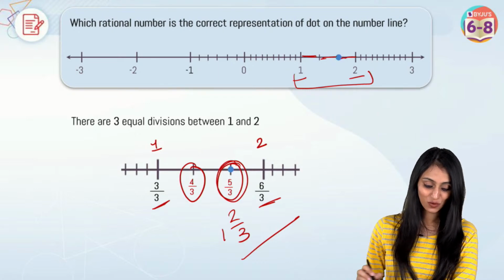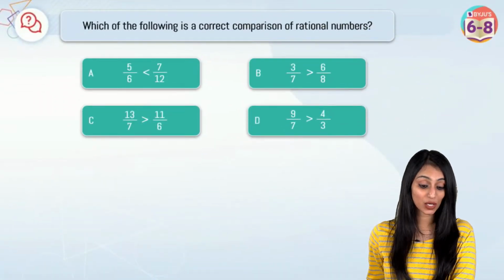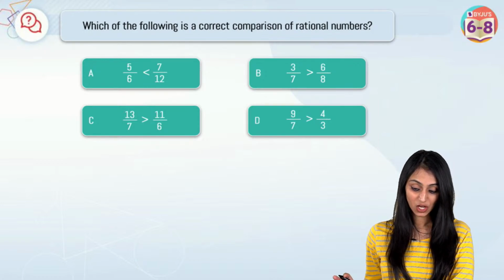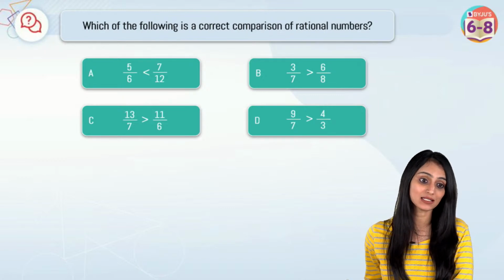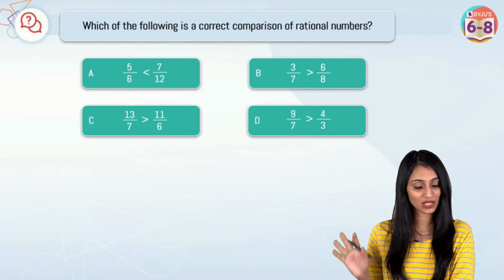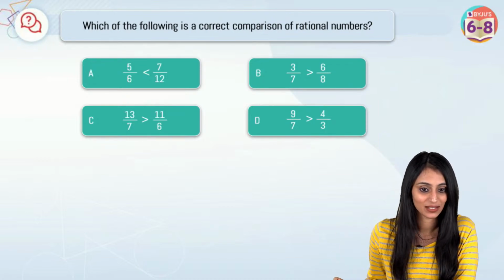Amazing. Let's move ahead. Let's take a look at the next question. Which of the following is a correct comparison of rational numbers? 4 options are there. Quickly tell me which one is the right answer. Which one is the correct comparison? We all know how to compare numbers and we know how to compare rational numbers also. This we have already studied in the previous grade.